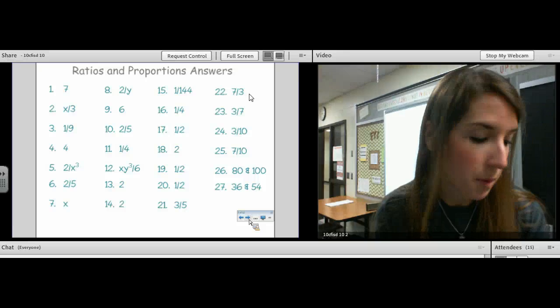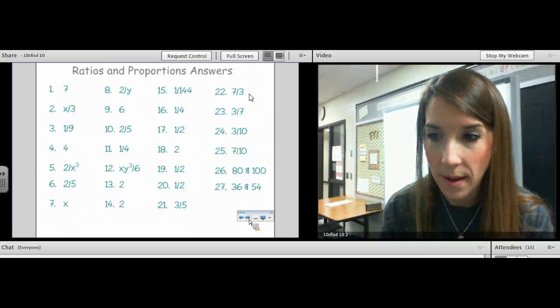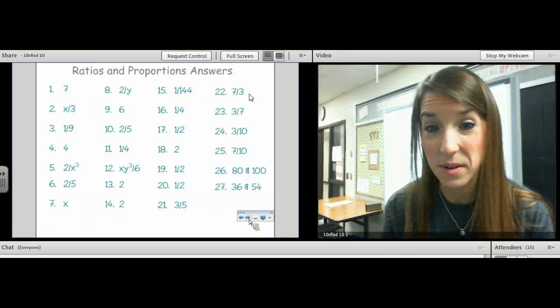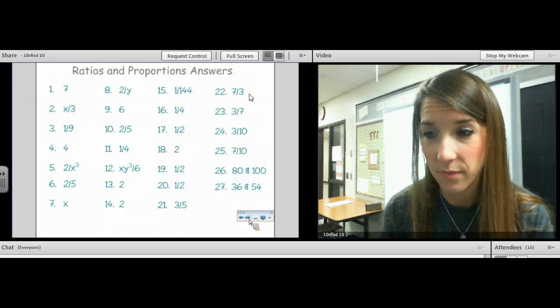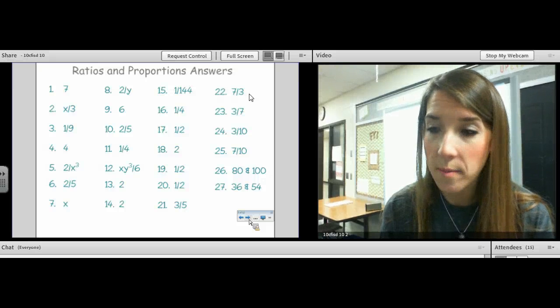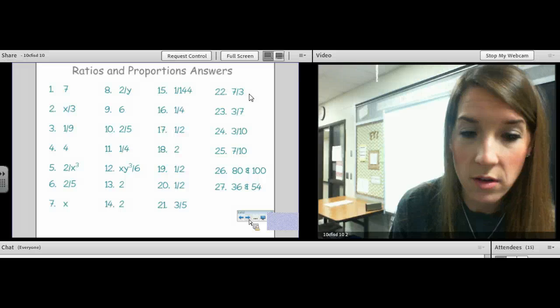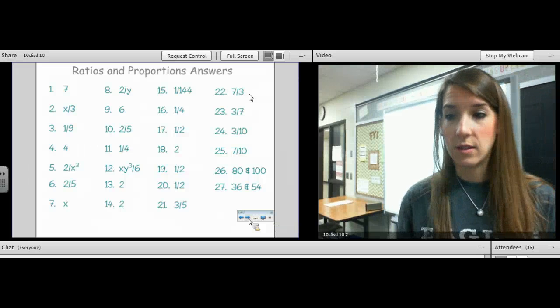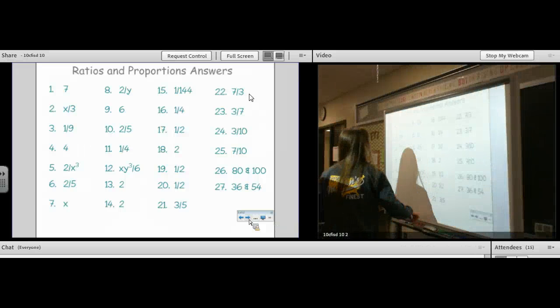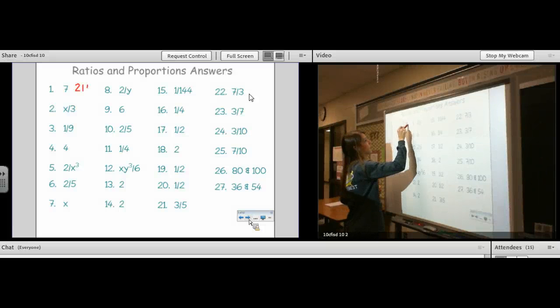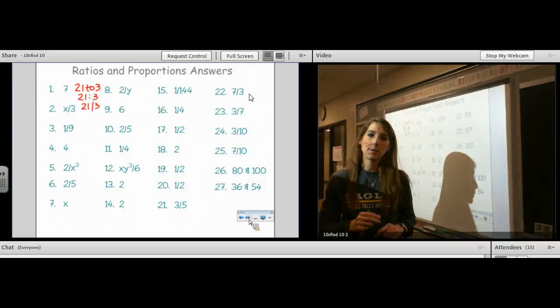Okay, Tahani, on number 1, you do 21 divided by 3. Well, you do 21 divided by 3. 7. Remember, we talked about writing a ratio in 3 different ways. So, 21 to 3 is also 21 to 3. It's also 21 to 3. There's 3 different ways to write a ratio.